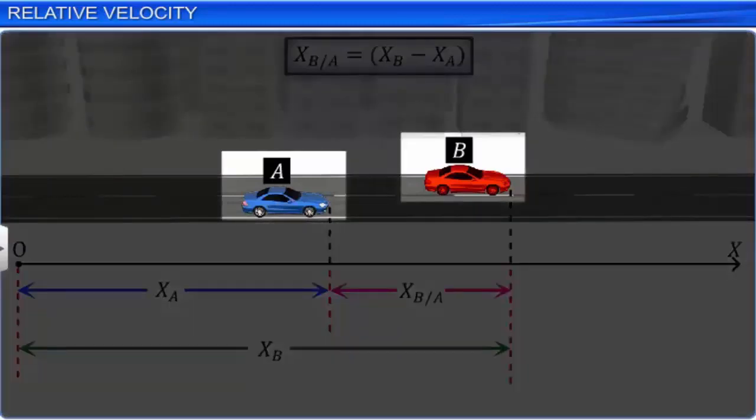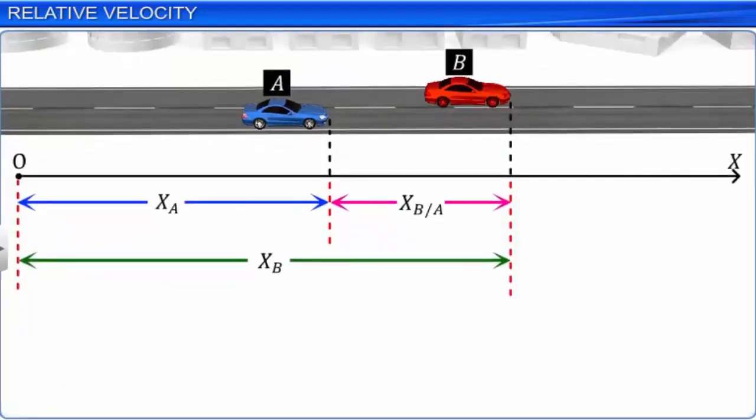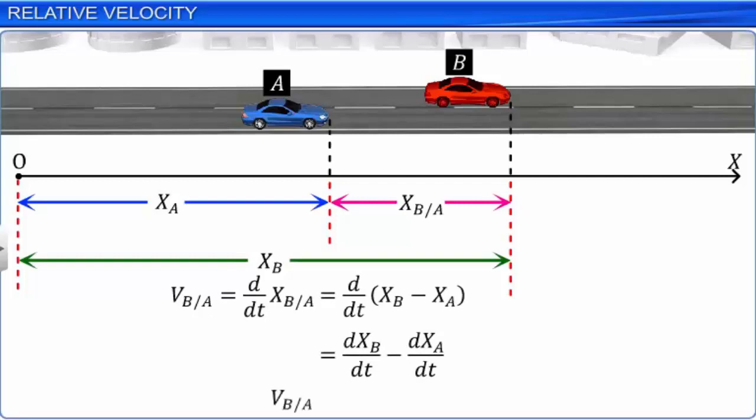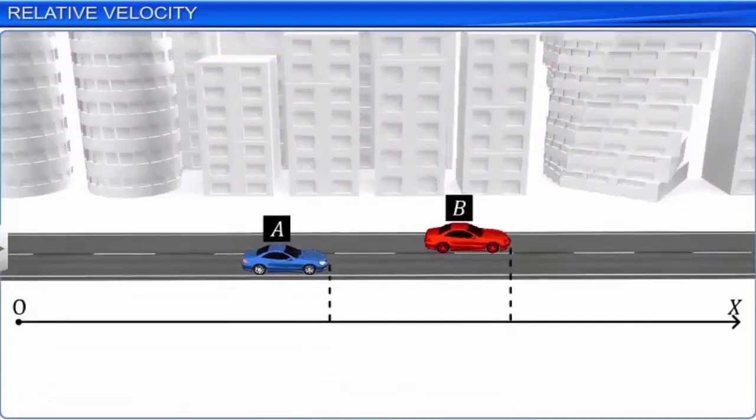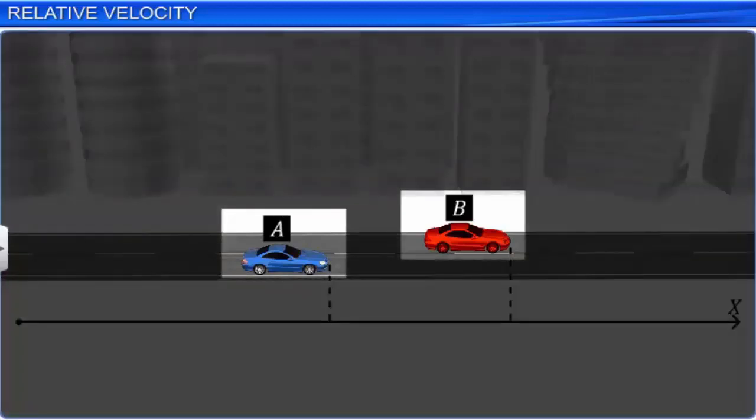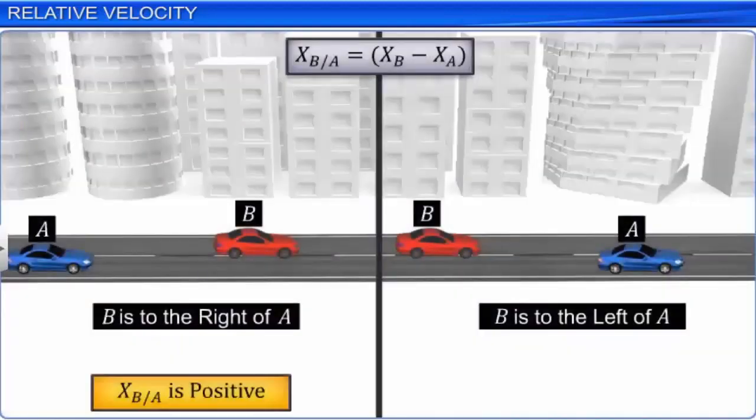Differentiating relative distance xB/A with respect to time, we get relative velocity, which is denoted by vB/A. By differentiating, we get vB/A is equal to vB minus vA. Coming to the sign convention, regardless of the position of the origin O, with respect to the positions of A and B, a positive sign for xB/A means that B is to the right of A, and a negative sign means that B is to the left of A.